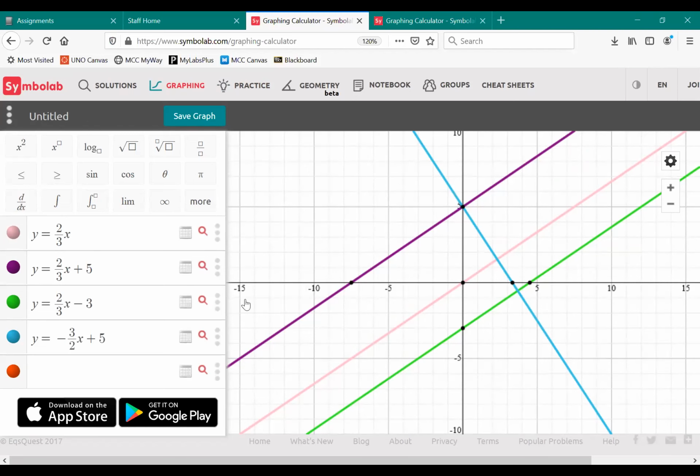So if you look at the graph itself, that's the purple line, the pink line, and the green line. I want you to see that they're all kind of going in the same direction. They have the same slope. They will never cross each other. They are parallel.